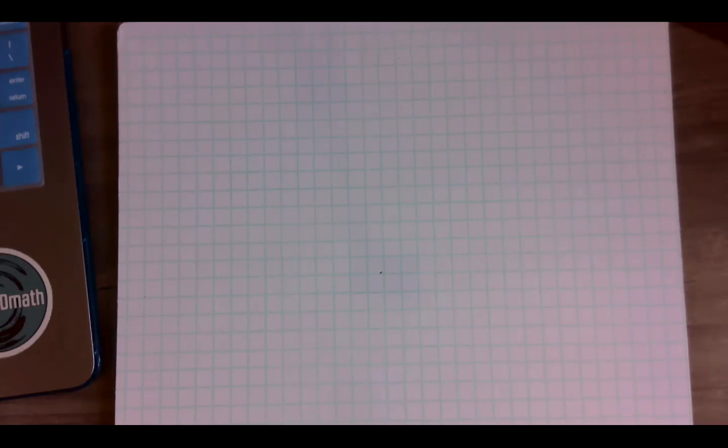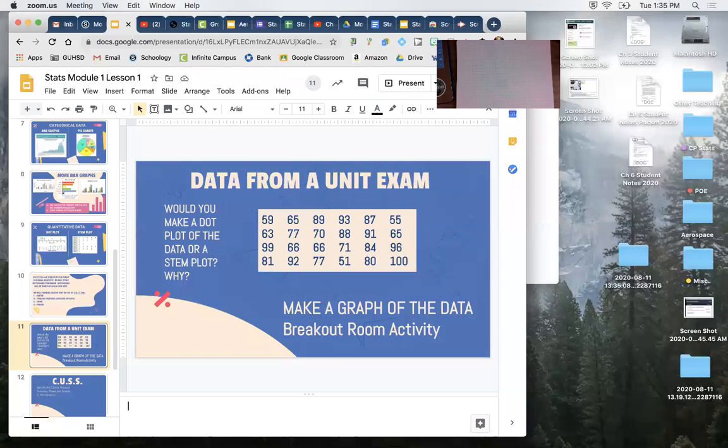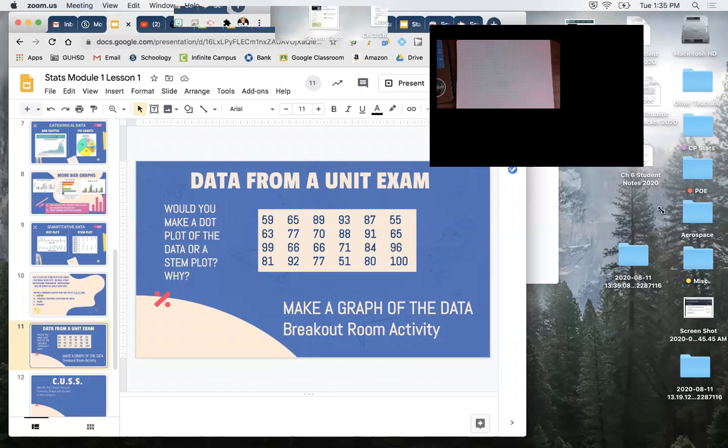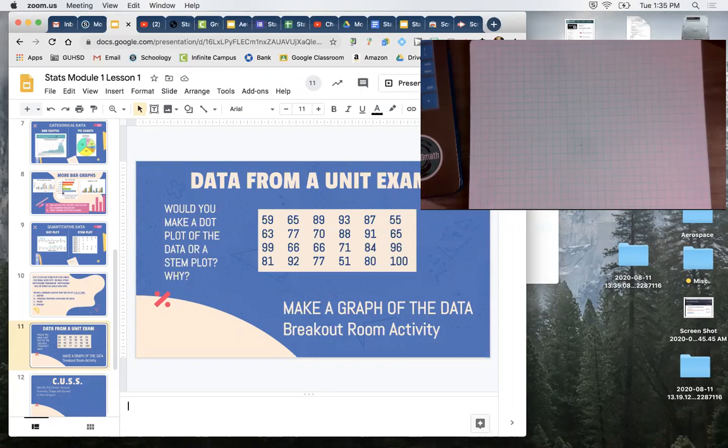Okay, so now I'm going to share my screen here. Just one second. I'm going to show the data set that we were just looking at, and you should be able to see my little wipe off board here too, where I'm going to do my work.